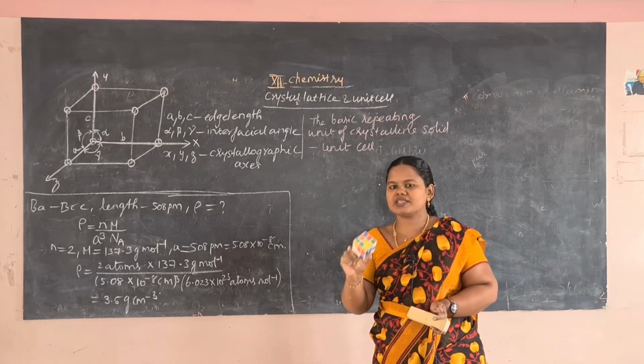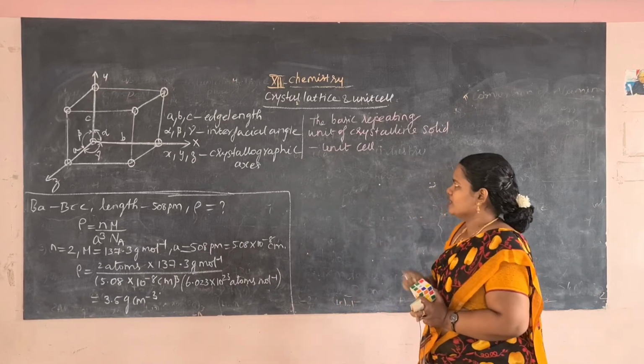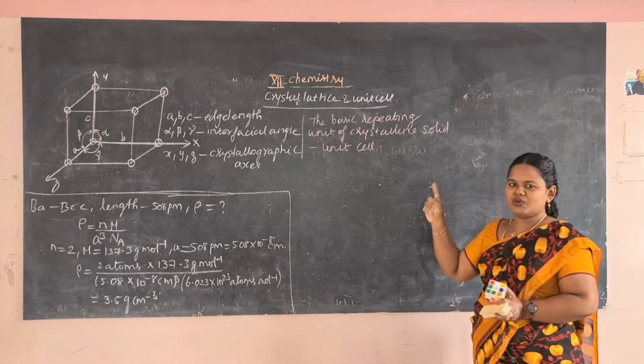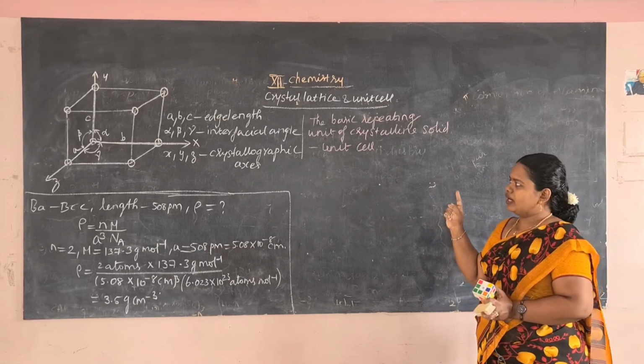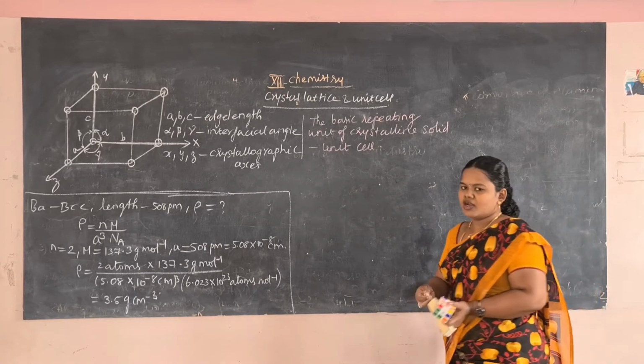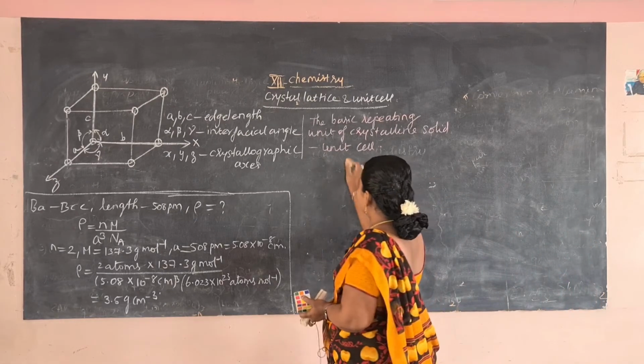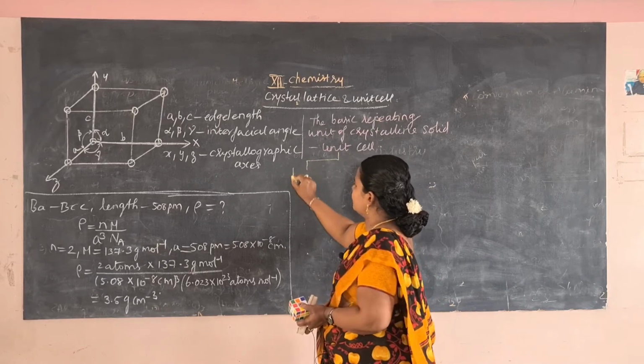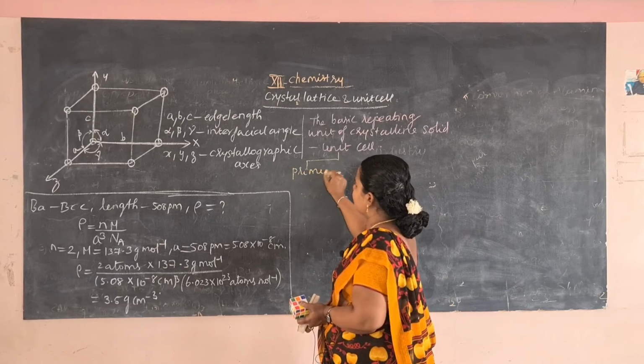So this basic repeating unit in a crystalline solid is known as the unit cell. Now there are 2 types of unit cell: primitive unit cell and non-primitive unit cell. So the unit cell is divided into 2, primitive unit cell and non-primitive unit cell.